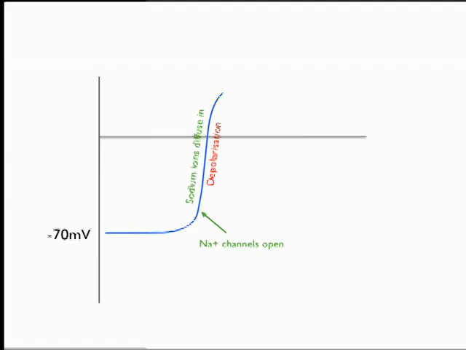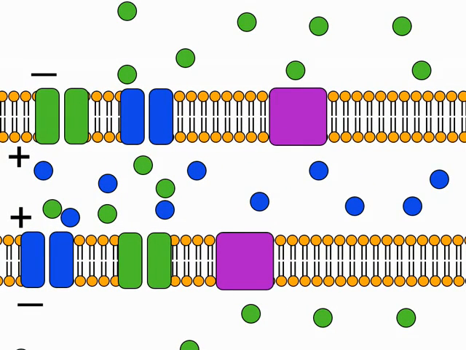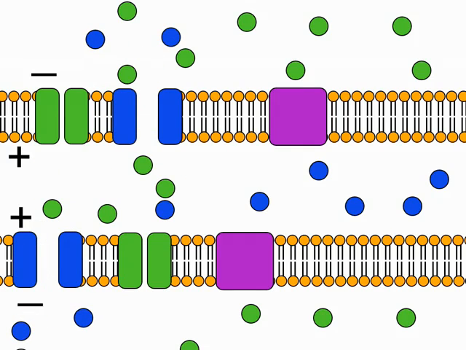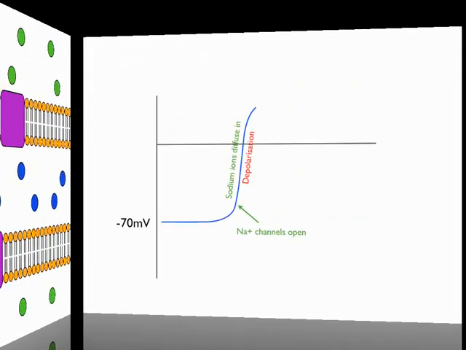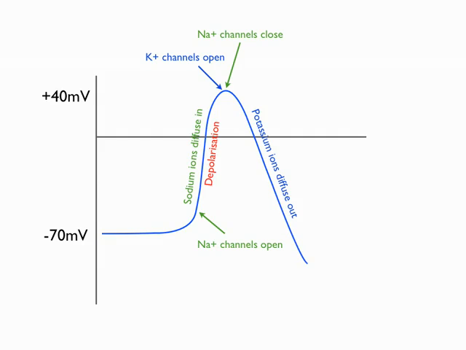Looking back at our neuron, the sodium channels now close, and potassium channels will allow potassium ions to diffuse out of the cell. This swaps the polarity of the membrane again, so that the inside is now more negative than the outside. And we can see on the graph that depolarization generally reaches around plus 40 millivolts before these potassium channels open. As potassium ions diffuse out, this causes repolarization of the membrane, as the inside becomes more negative again.